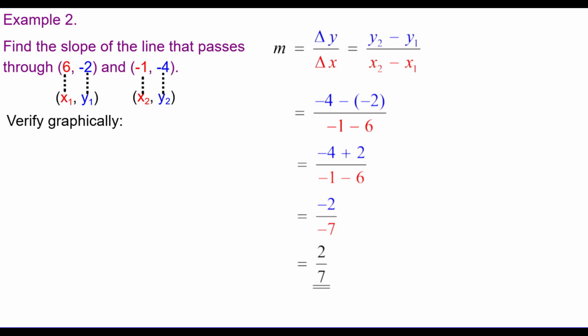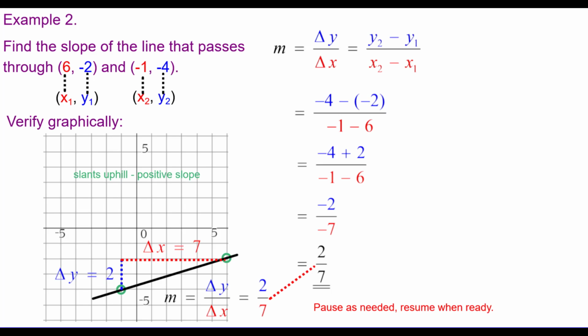We'd like to verify that graphically. So go ahead and, if you're going to do that, press pause. Otherwise, let's just see what it looks like. So a lot of things went on here. We plotted the 2 points. We connected them with a line. We made that right triangle using this segment as the hypotenuse and saw that the change in y is +2, change in x is +7. Going uphill, it's going to be a positive slope, 2/7. Same answer that we got before. If you need to check that further, please pause.